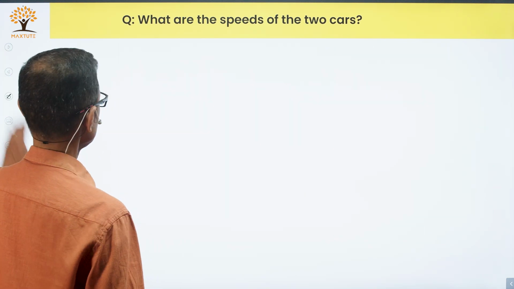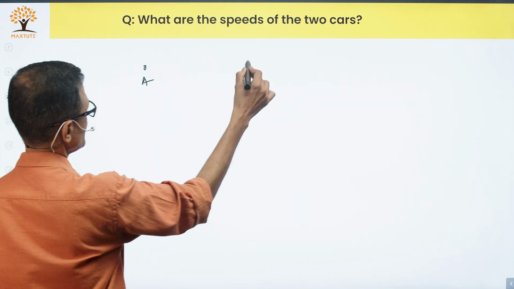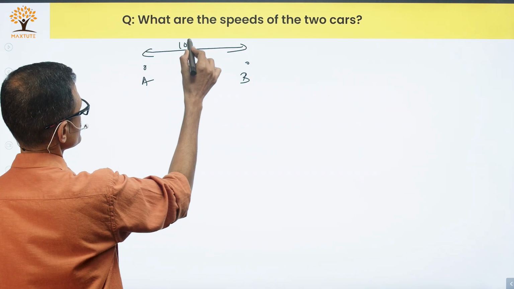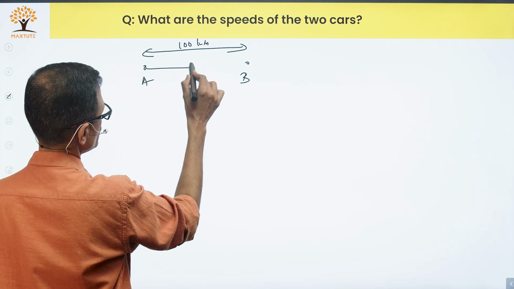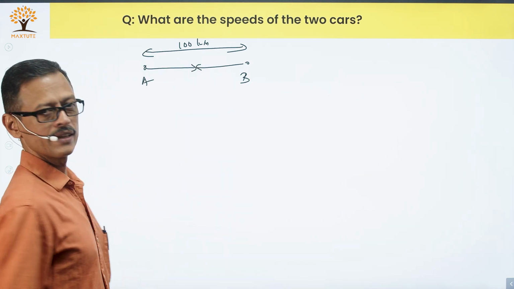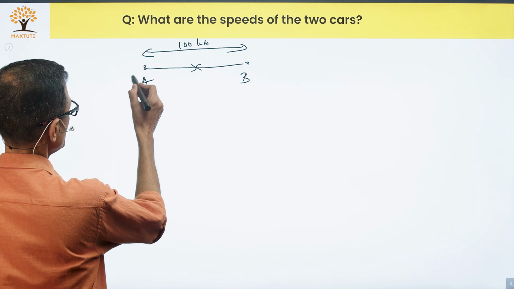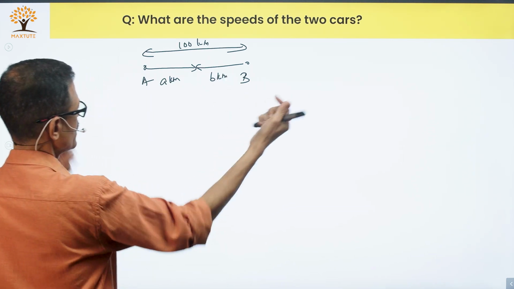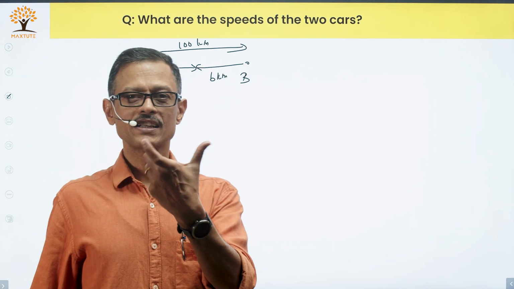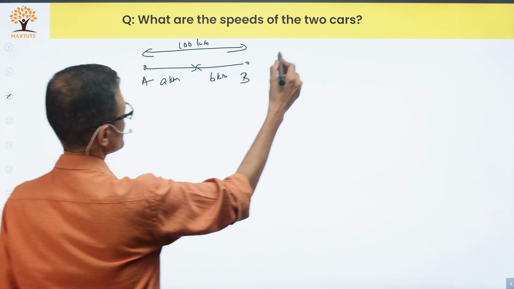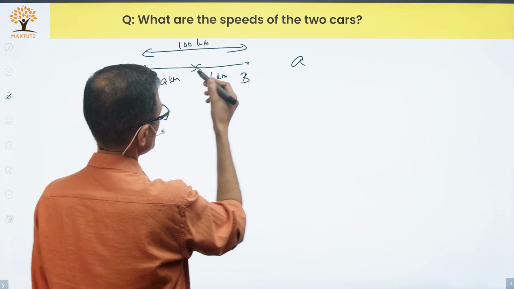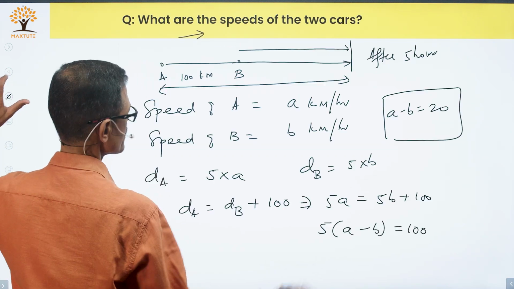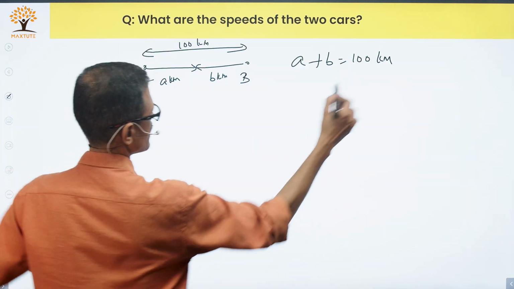Let's look at the case where they're traveling in the opposite directions. This is point A, this is point B. The distance between them is equal to 100 kilometers. The cars travel toward each other at speeds of A and B. After 1 hour they are meeting. In 1 hour, A would have traveled A kilometers, B would have traveled B kilometers. Between them, they have essentially covered a distance of 100 kilometers. So in this case, the equation is distance traveled by A plus distance traveled by B is equal to 100 kilometers. We call this equation 1. We'll call the other equation 2.